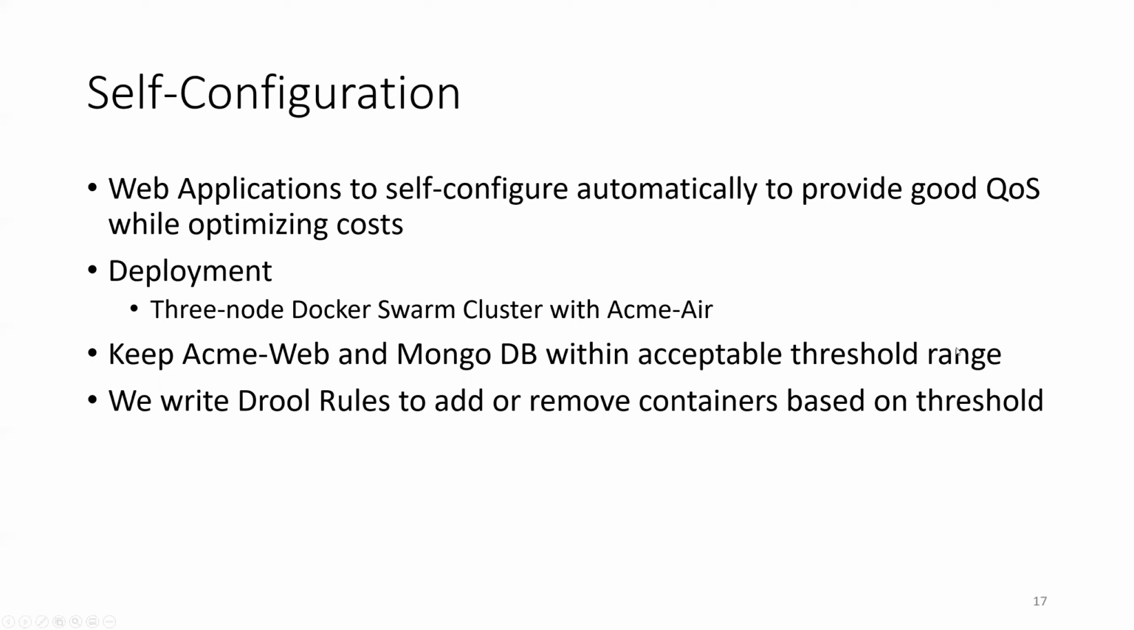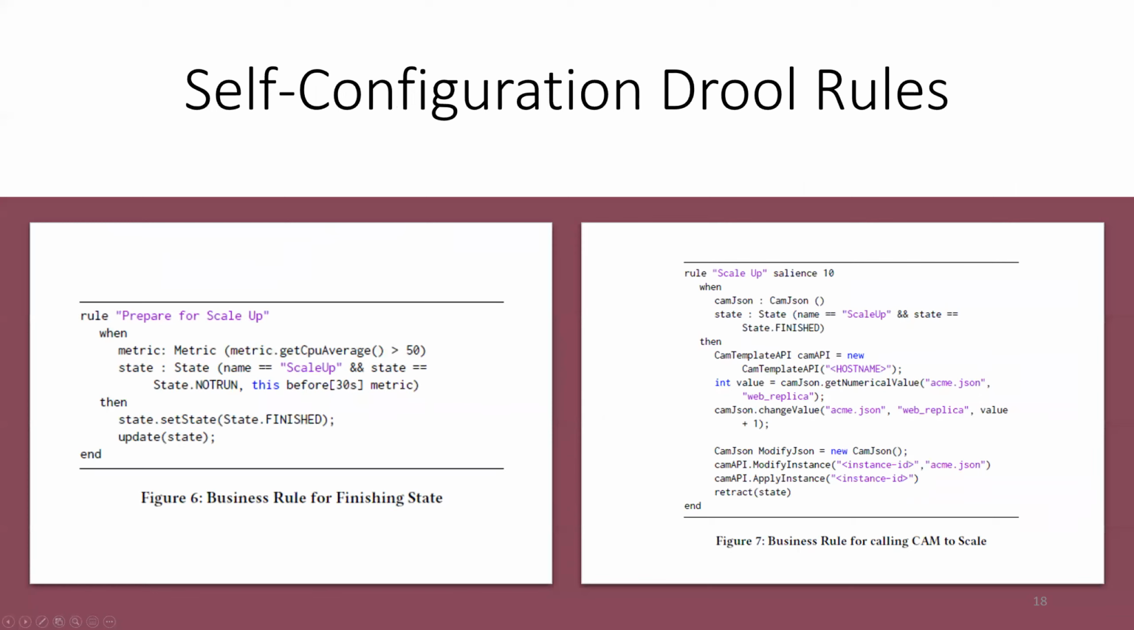Here we deploy a 3-node Docker Swarm cluster with our Acme Air deployment. We then write the rules that must keep Acme Web and MongoDB within an acceptable threshold range. So these are some samples of our rules. We have the when-then statement. In our first rule, if the CPU average is over 50% for 30 seconds, the state rule is modified for Acme Air to be scaled. And in our scale up rule, we call the CAM API and we modify a JSON file with a modified number of containers to scale up and send it to CAM.